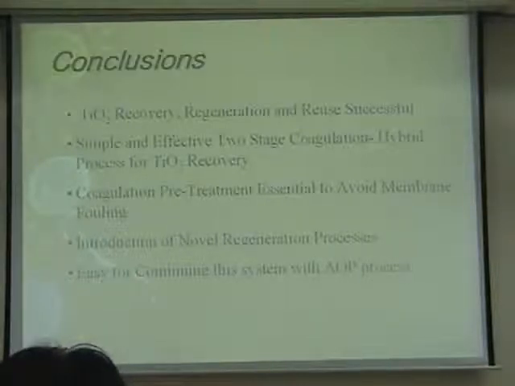Finally, the conclusion. As I said, the TiO2 recovery, regeneration, reuse process was very successful. And we adopted a simple and effective two-stage coagulation hybrid process for TiO2 recovery. Coagulation pre-treatment was essential before the membrane operation. This also allows a simple porous membrane to be adopted here, and it can improve the life of the membrane. We have introduced new regeneration processes, which we will be studying. But I forgot to mention the third regeneration process using ion exchange resins also. We will be trying it out using chelating agents, Chelate 100 and so on.